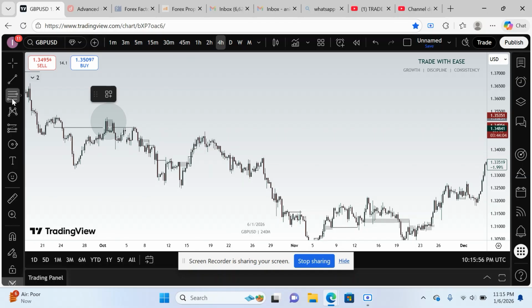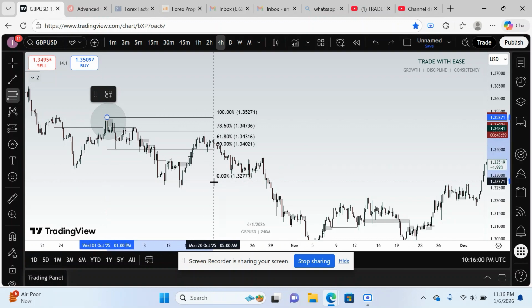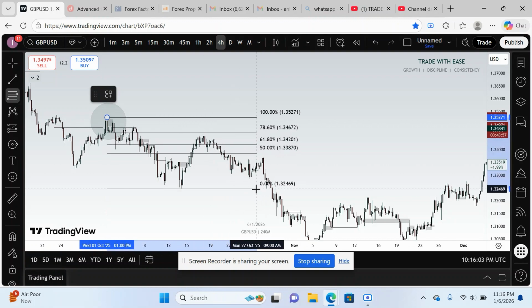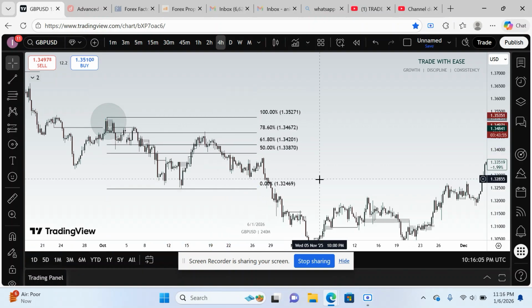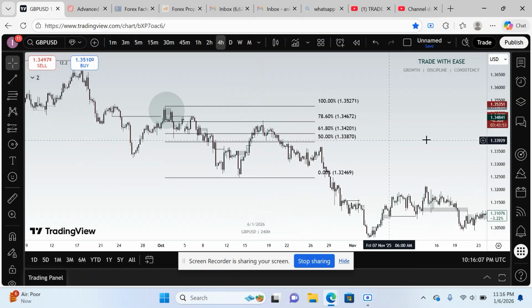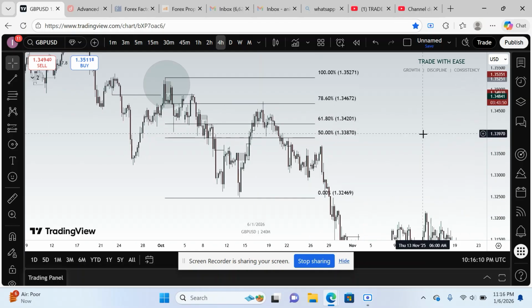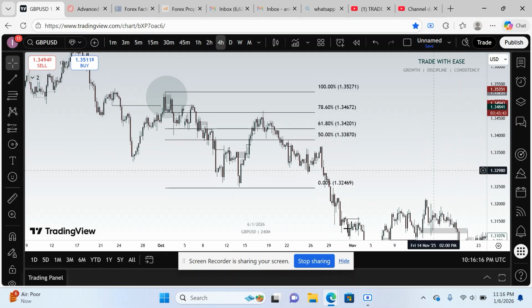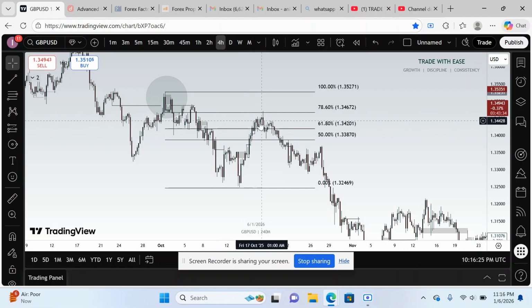You want price to come to your premium, because on your higher time frame, if price is selling, you want to sell from your premium. But whenever price is buying, you want to buy from your discount, right? So now you have to wait for premium. Anything above this 50% here is your premium zone. Can you see how price came to this level and then started selling?